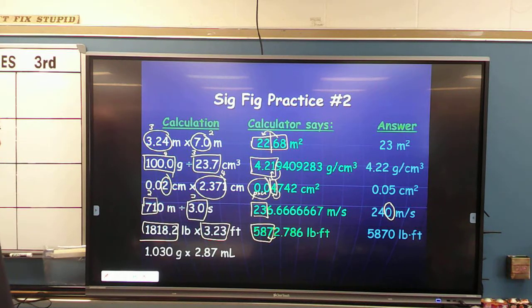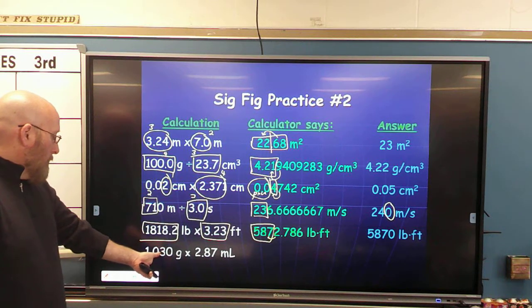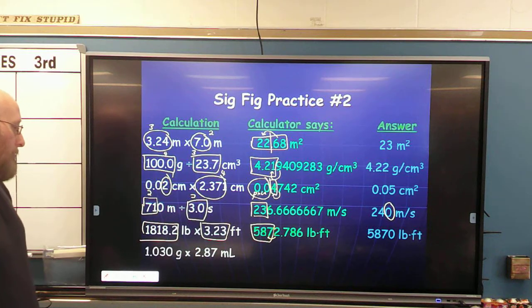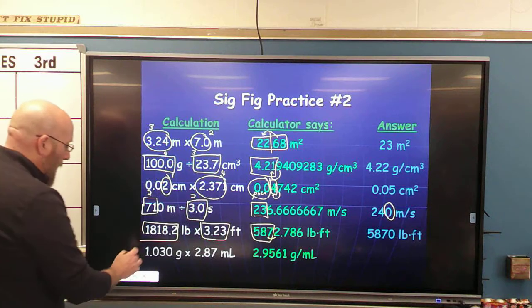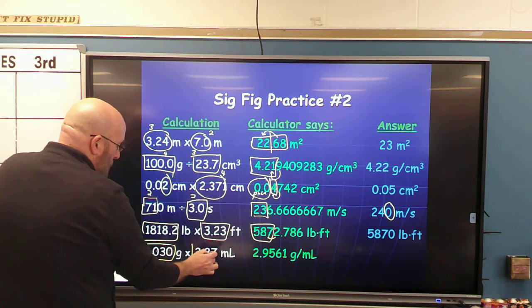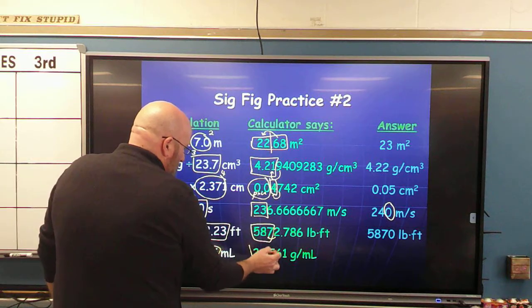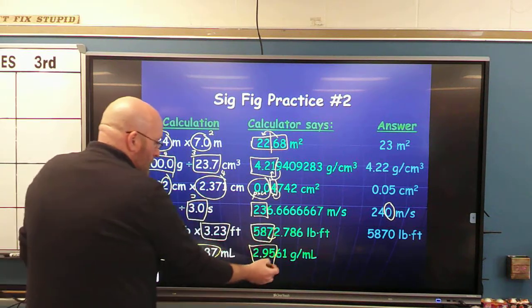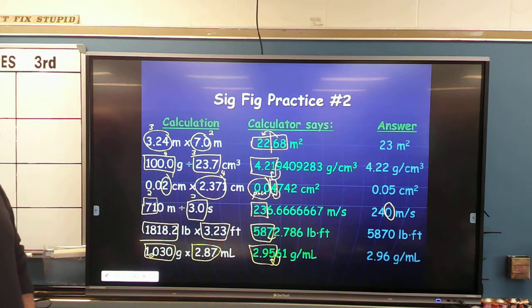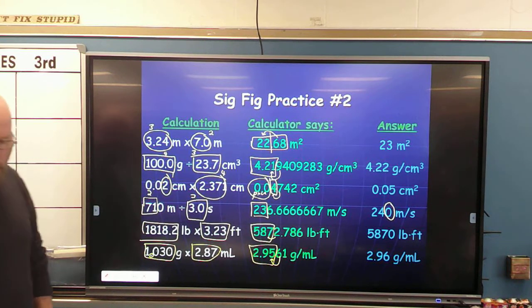All right, and the last one here, 1.030 grams times 2.87 milliliters. Do the math on it. This is what we get. 2.9561 grams per milliliter. I have 4 sig figs, because again, captive 0, trailing with a decimal, so that's 4. I got 3 here, so my answer has to have 3. So that 2.9561, that 6 makes that 5 a 6. So this should be 2.96 grams per milliliter.